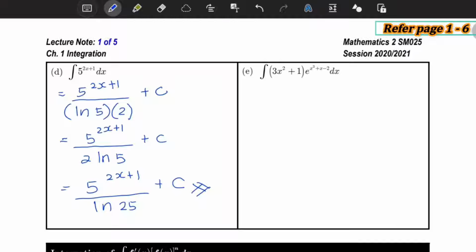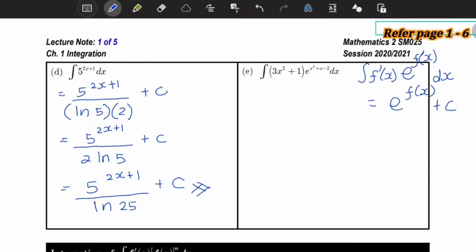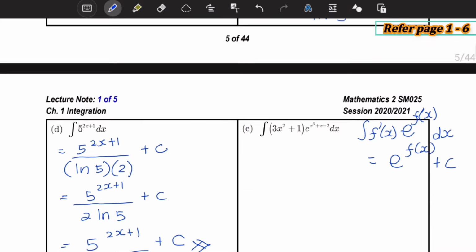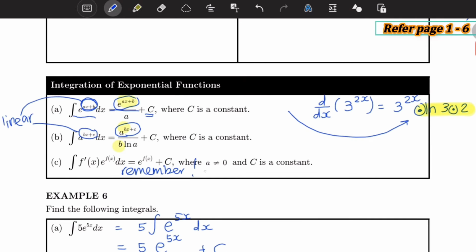Okay, for part E, we need to remember the rule part C. We have integrate f prime x exponent f x dx equal to exponent f x plus c. You can refer to rule part C. Which one? This one. You can refer to this rule.